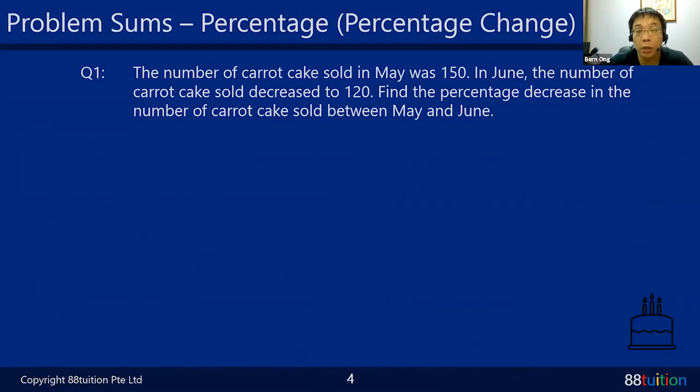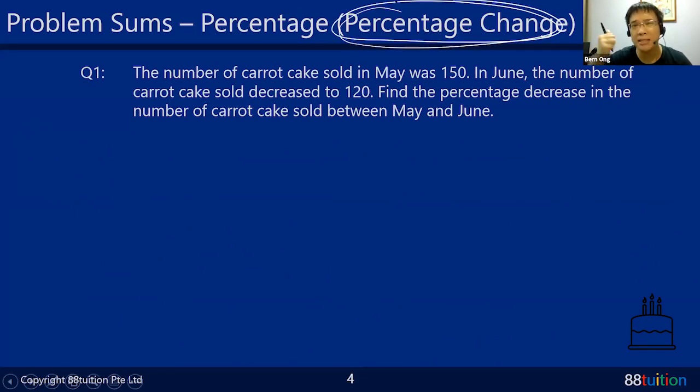This is talking about percentage change. What's the meaning of percentage change? A very good example is like this. The number of carrot cakes sold in May was 150. In June, the number decreased to 120. So there's a decrease, right? So you are supposed to look for something called the percentage decrease. Or sometimes they say the word percentage change, this word.